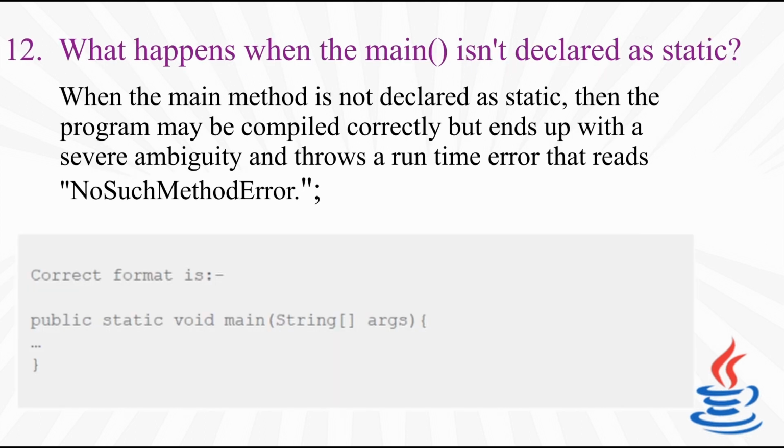Next question is, what happens when the main is not declared as static? When the main method is not declared as static, the program may compile correctly but ends up with a severe ambiguity and throws a runtime error, no such method error. So, the correct format is public static void main(String[] args).